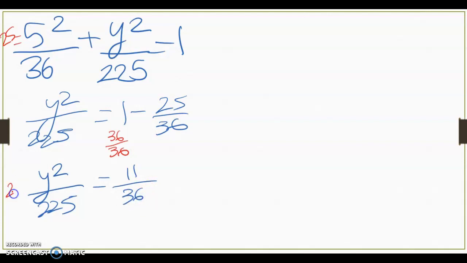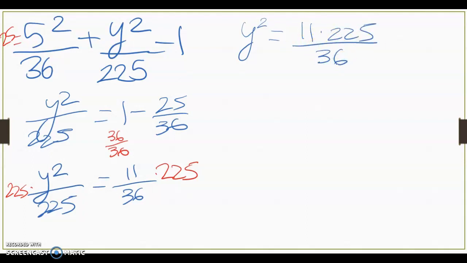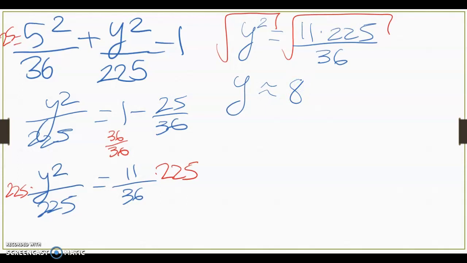Now to get rid of the 225, I would have to multiply both sides by 225. I'm not actually going to do that right now; I'm just going to use the calculator for that. So I have y squared equals 11 times 225 all over 36. My last mathematical step is to take the square root of both sides to get rid of that square. I'm typing into my calculator the square root of 11 times 225 over 36, and I get that it is approximately 8.29 feet high.